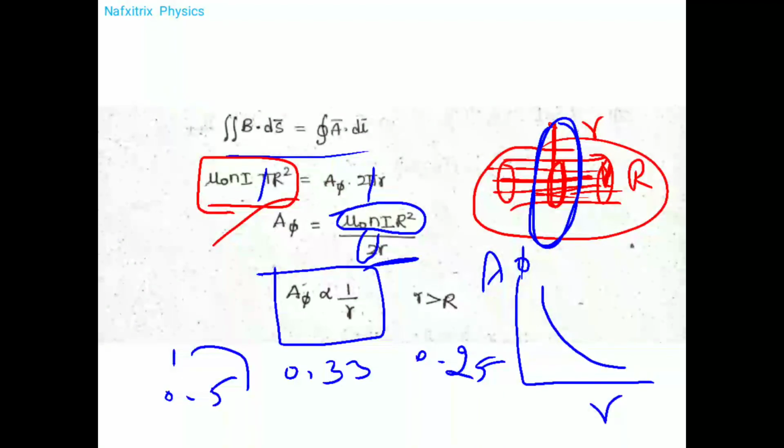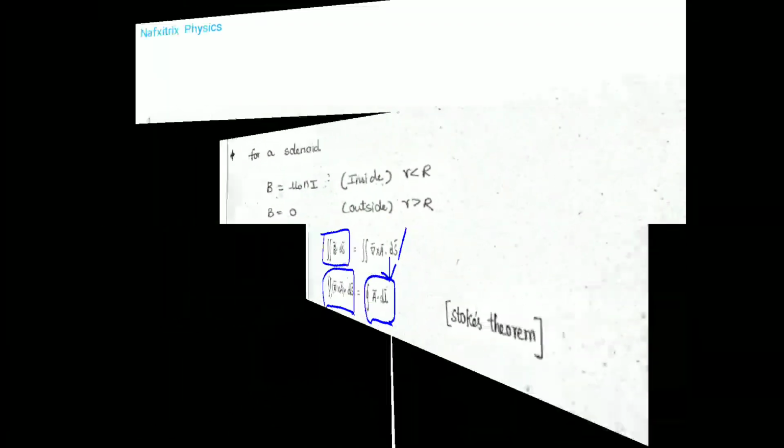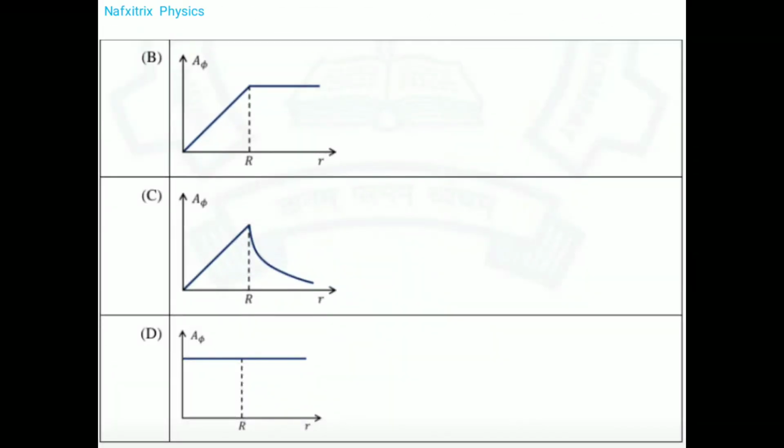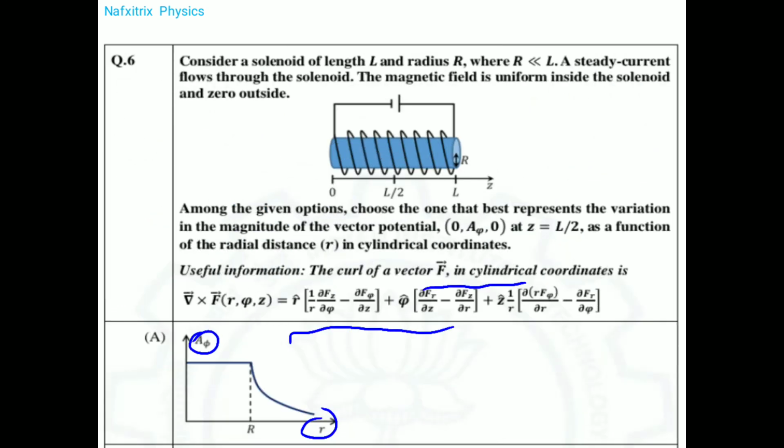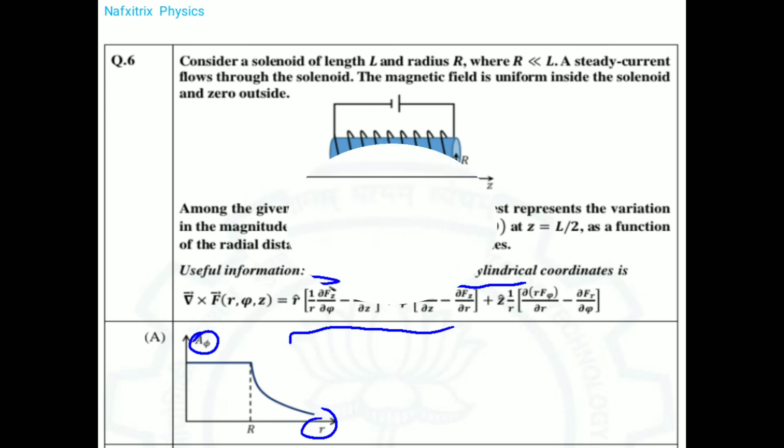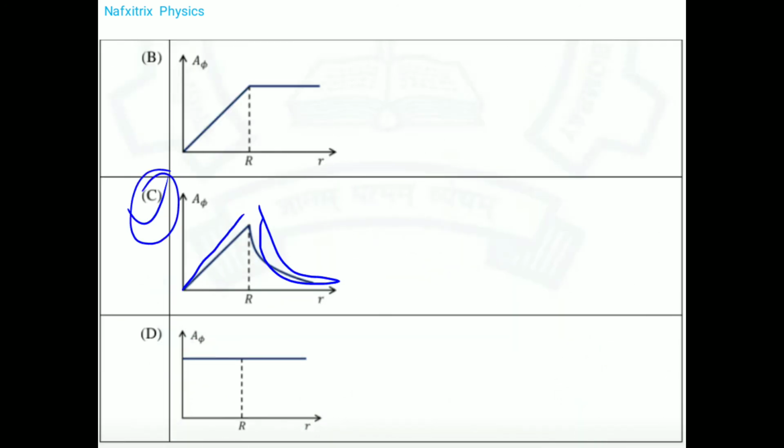So the solution for this problem is: inside the solenoid, A phi is directly proportional to r, and outside the solenoid it is inversely proportional. So the correct answer for this question is C. C is the correct answer. This is the solution for this problem. So thank you.